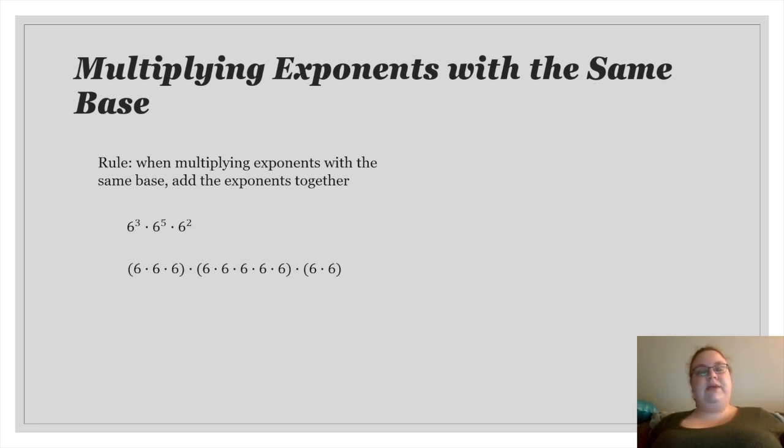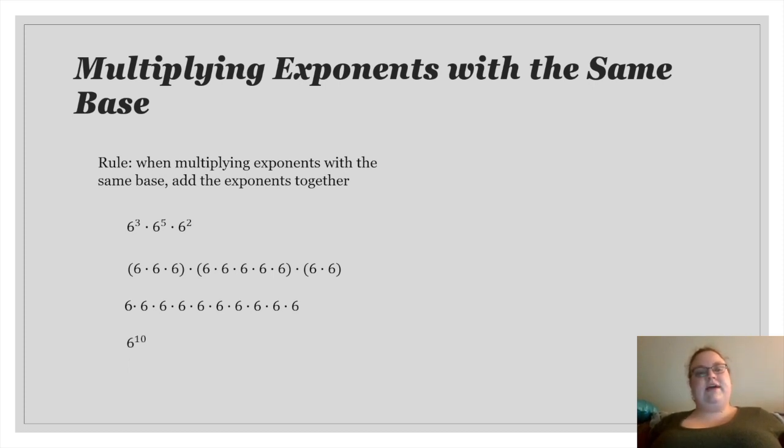So at this point, because we want to keep our answer in exponential form and not multiply all the way through, we can drop the parentheses, leaving us with 6 times 6 times 6 times 6 times 6 times 6 times 6 times 6 times 6 times 6, which is a bit of a mouthful, but when we count up all our sixes, we end up with 6 to the 10th.